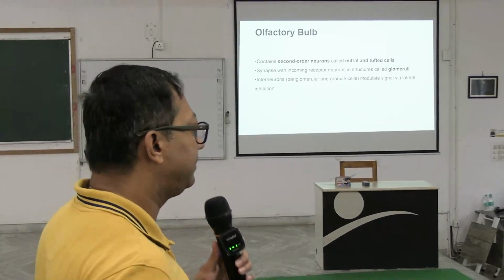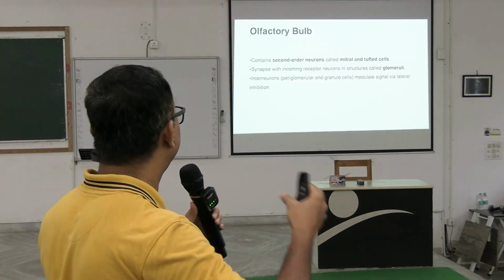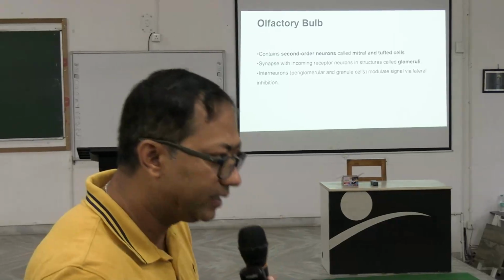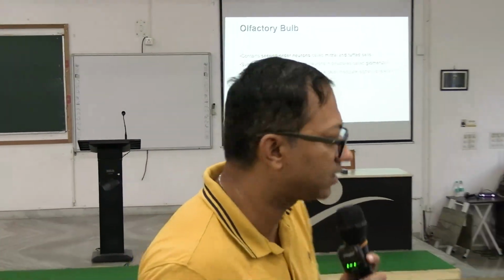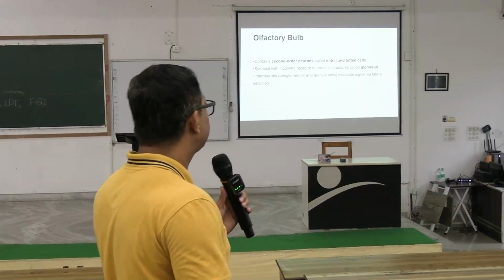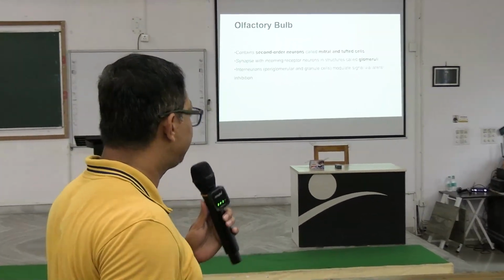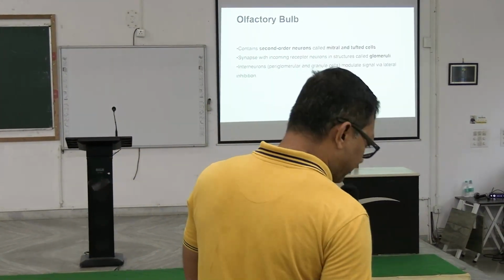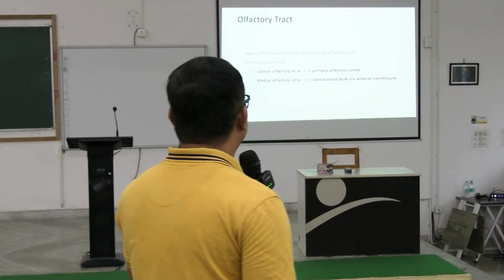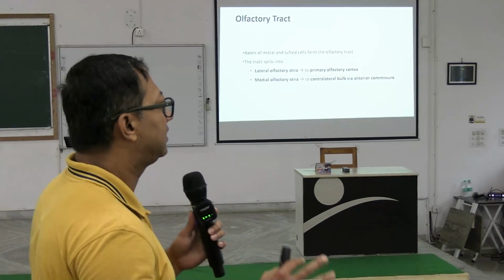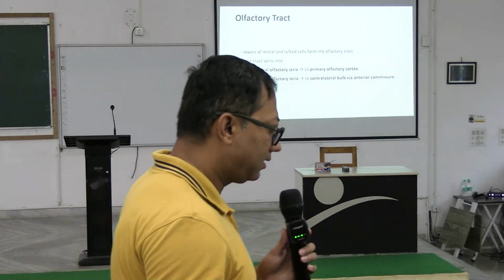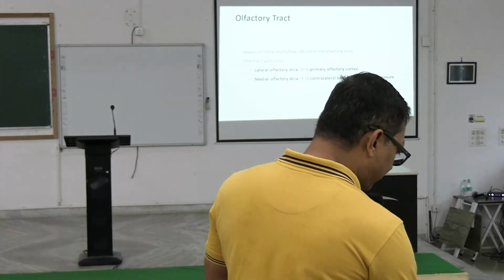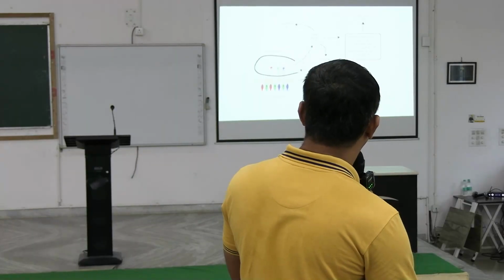And the olfactory bulb is basically the nucleus, the cell bodies, of the second order neurons, and these cells are called the mitral cells and the tuft cells, right. Now next, the olfactory tract. From the olfactory tract you have two different pathways. I'm again showing the picture.